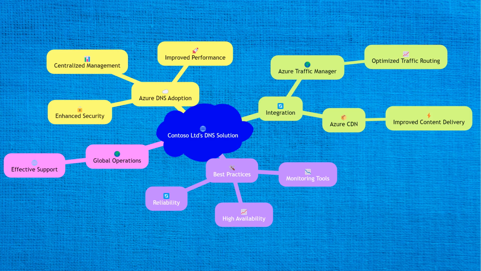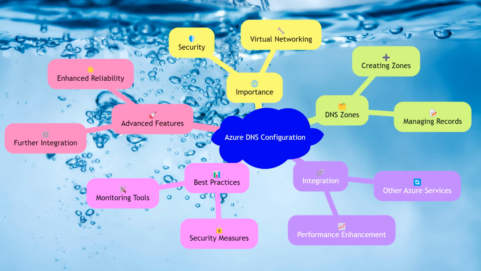Contoso Limited, a global enterprise, needed a reliable DNS solution to manage its growing number of domains and services. By adopting Azure DNS, Contoso was able to centralize its DNS management, improve performance, and enhance security. They integrated Azure DNS with Azure Traffic Manager to optimize traffic routing and with Azure CDN to improve content delivery. By following best practices and leveraging Azure's monitoring tools, Contoso ensured high availability and reliability for its DNS infrastructure, supporting its global operations effectively.